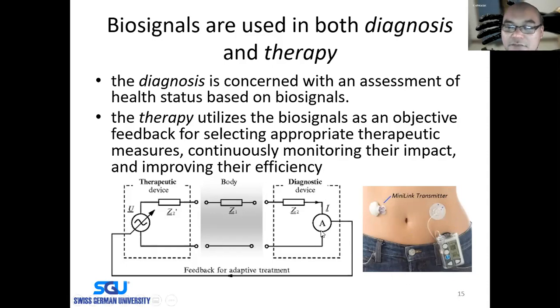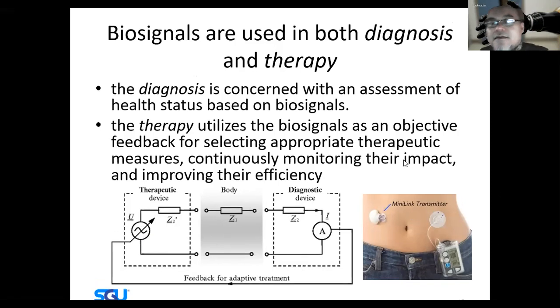So here the diagnostic device registers the signal, okay? The signal comes from that one, then it goes as feedback for the adaptive treatment here. This is the insulin pump, for example, which then injects the insulin into the body. The information, the Z1 here, will be the information about the glucose level in the blood.